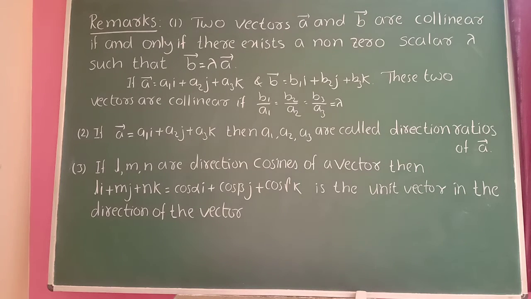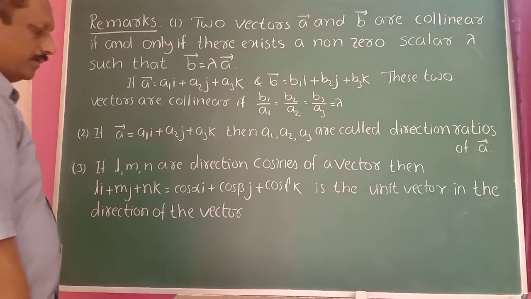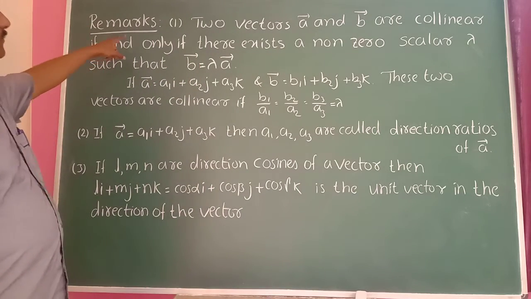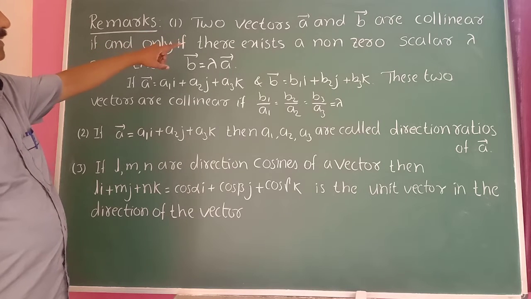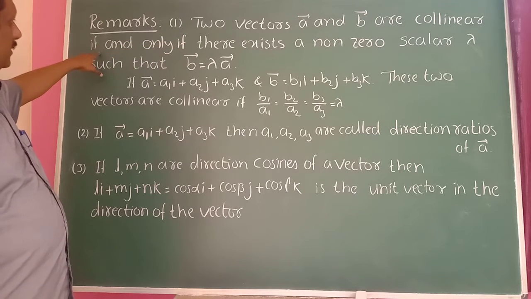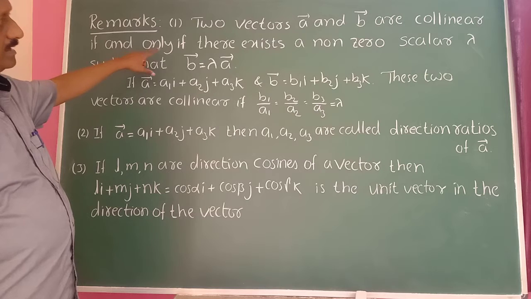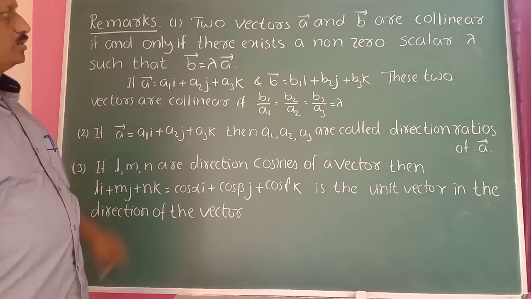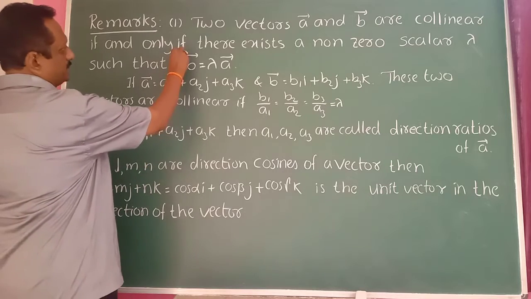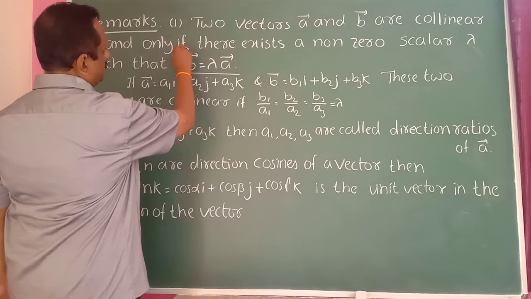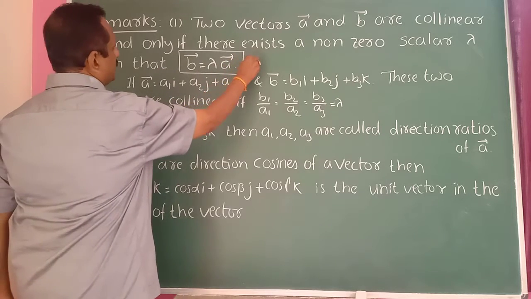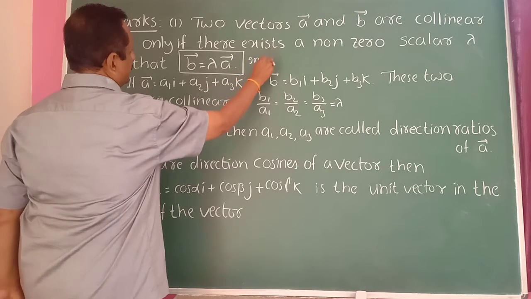So you know the component form of a vector here. Remarks: two vectors a bar and b bar are collinear if and only if there exists a non-zero scalar lambda such that b bar is equal to lambda a bar. If this condition is satisfied, then two vectors are said to be collinear. This is a very important result here.